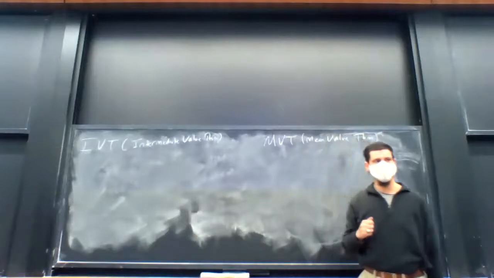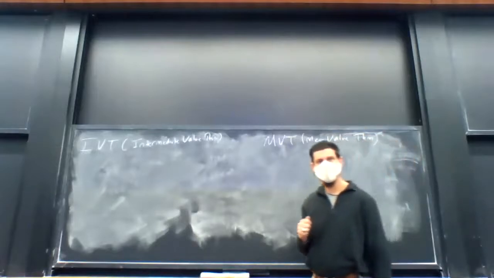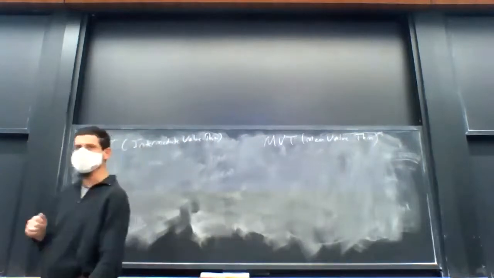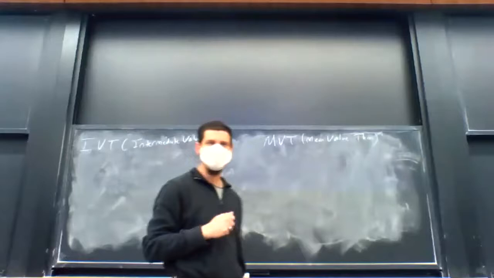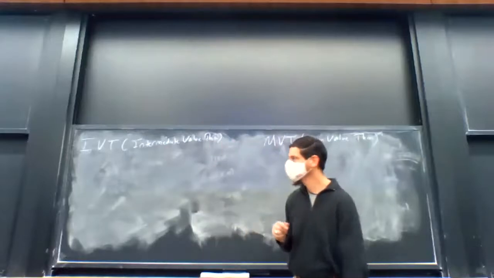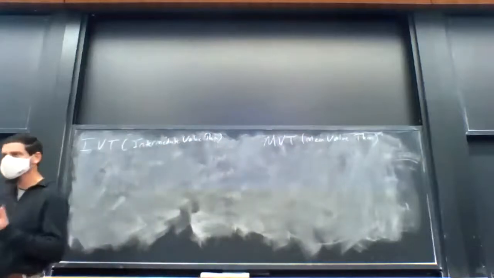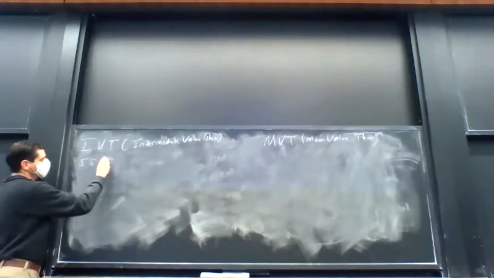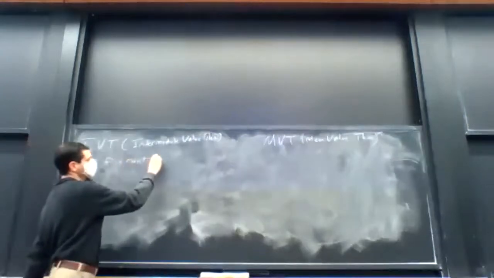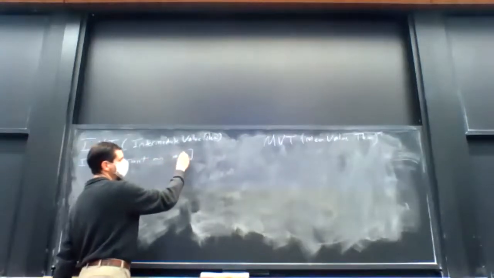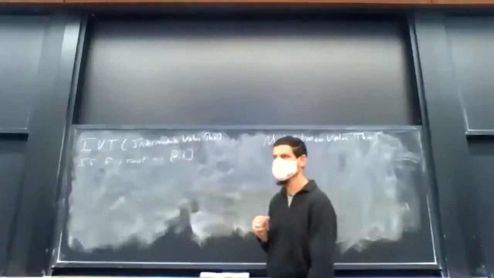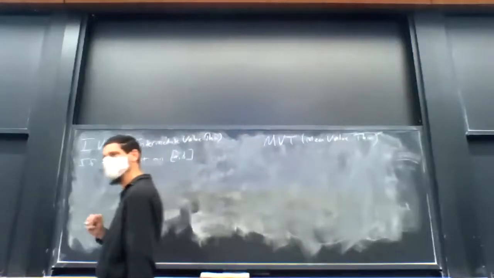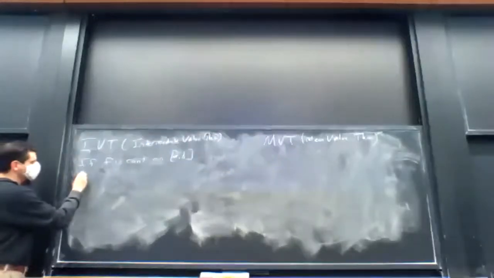Have you seen these before? So anybody remember what the intermediate value theorem is? If f is continuous. Good. So you start off immediately with the conditions. If f is continuous on an interval [a, b], then what? Then there has to be a point f of c that's between f of a and f of b. Okay, so what was it?